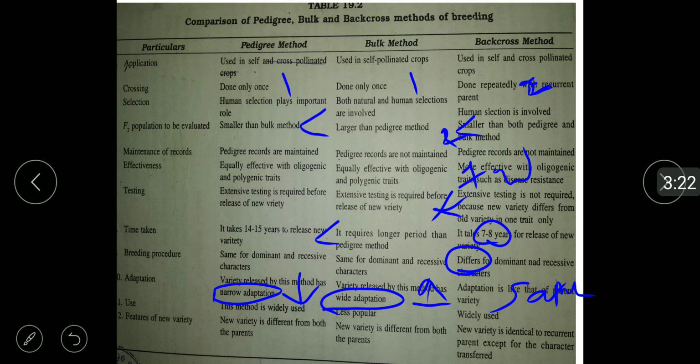Use of the method: the pedigree and bulk methods are widely used, while backcross is less popular. And the feature of the new variety is that it differs from both parents.